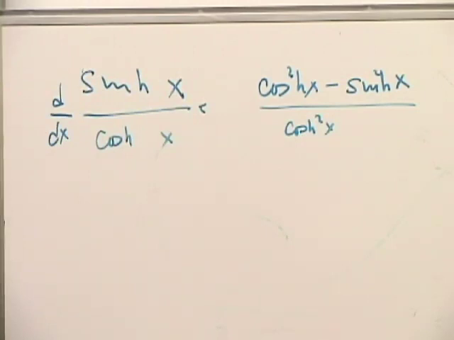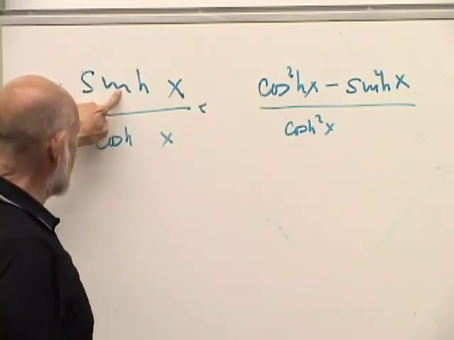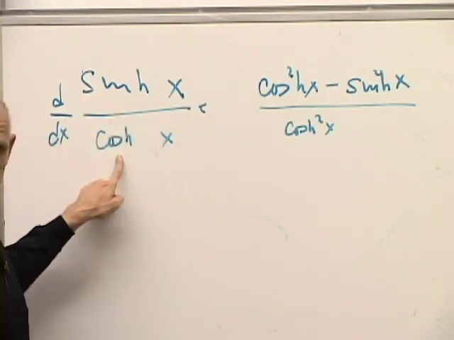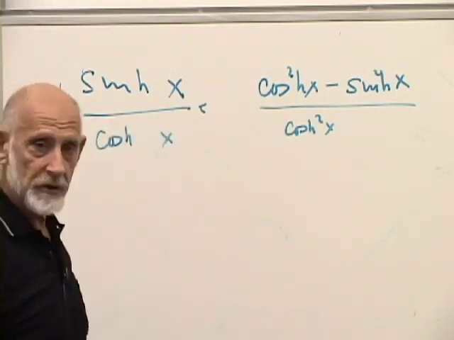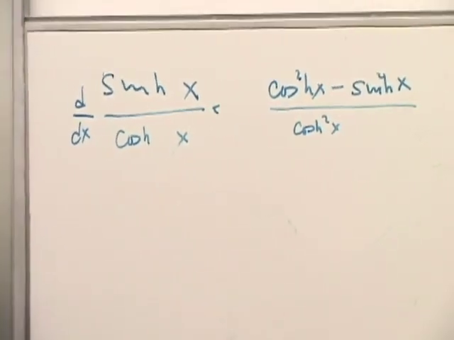Let's see. We have the denominator times the derivative of the numerator minus the numerator times the derivative of the denominator. So it looks to me like cosh squared minus sinh squared. The derivative of cosh is equal to sinh, and the derivative of sinh is equal to cosh. As numerator is 1.